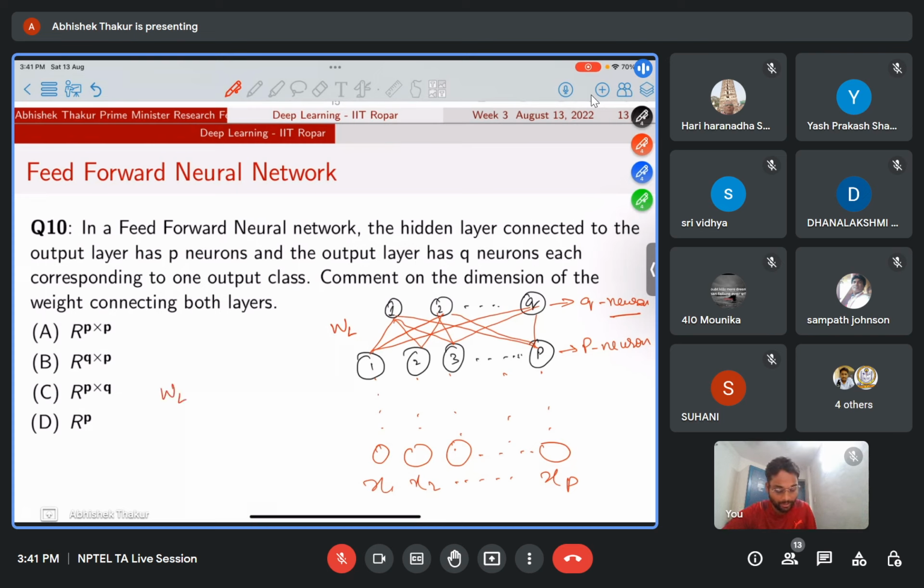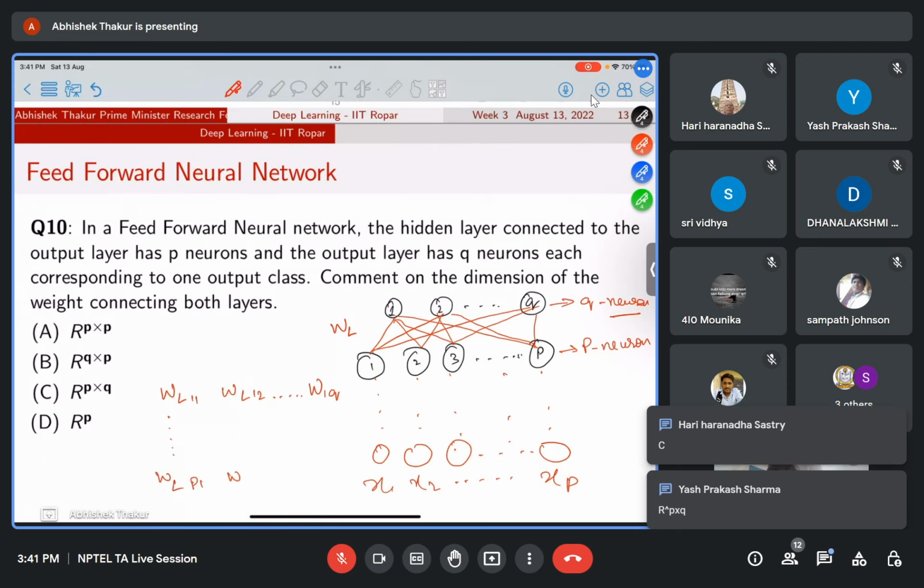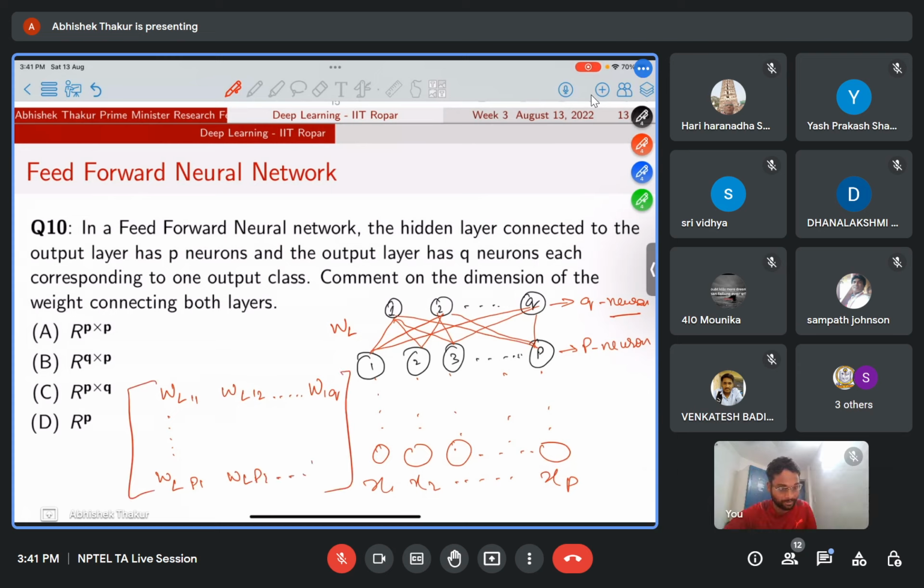This will be wl 11, wl 12 up to wl 1q. Okay. Similarly here wl p1, wl p2, up to wl pq. This is our weight matrix wl. So the dimension will be R^(P cross Q). That is, option C is correct.